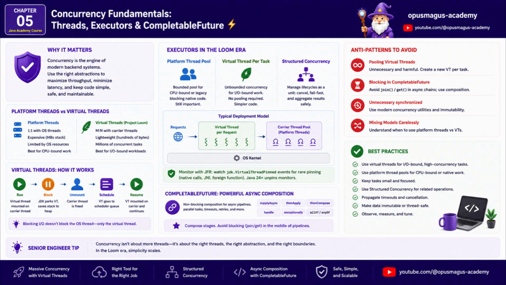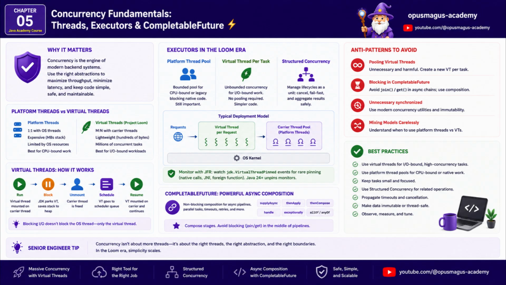The senior takeaway is that concurrency is about matching the abstraction to the workload. Platform thread pools are still relevant for CPU-bound and legacy work. Virtual threads are the modern default candidate for high-concurrency I/O-bound backend services. CompletableFuture remains useful for asynchronous composition. Structured concurrency helps manage related concurrent tasks as a coherent lifecycle.